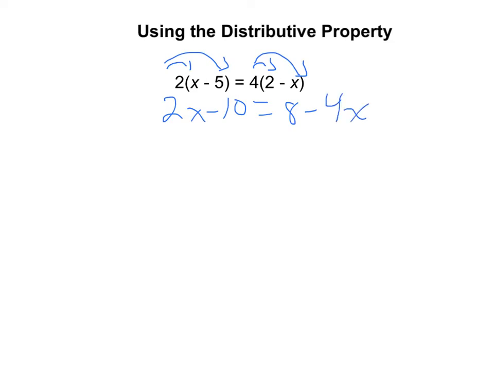So, which side has the larger coefficient? Is it the 2 or is it the 4? And of course, the trick question, because this is a positive 2, this is a negative 4.